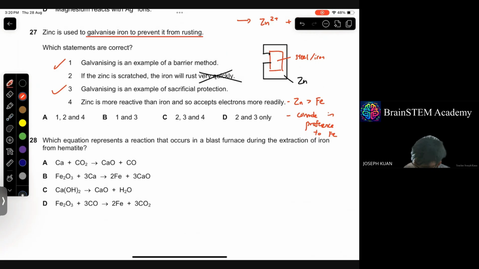So for 4, it's wrong because although yes, zinc is more reactive than iron, it's not about accepting electrons. It's about donating electrons. So the answer is B for what?